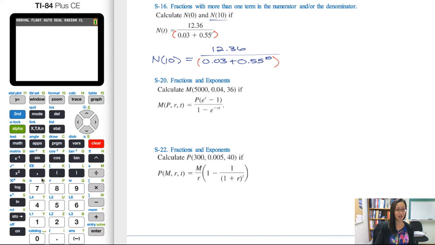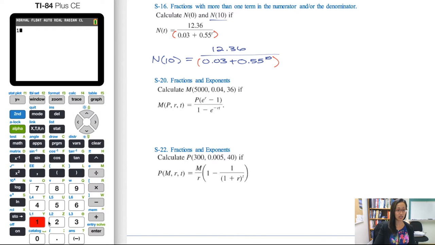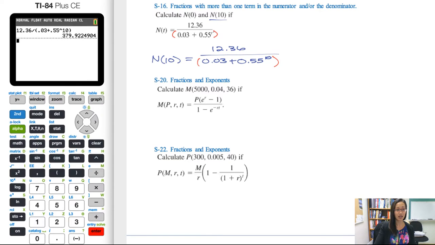So let's go to the calculator and let's evaluate this function. 12.36 divided by, and again, you have to remember to put parentheses around that denominator to keep all those terms together. And I'm going to raise it to the 10th power and then press enter. And this gives us approximately 379.92.